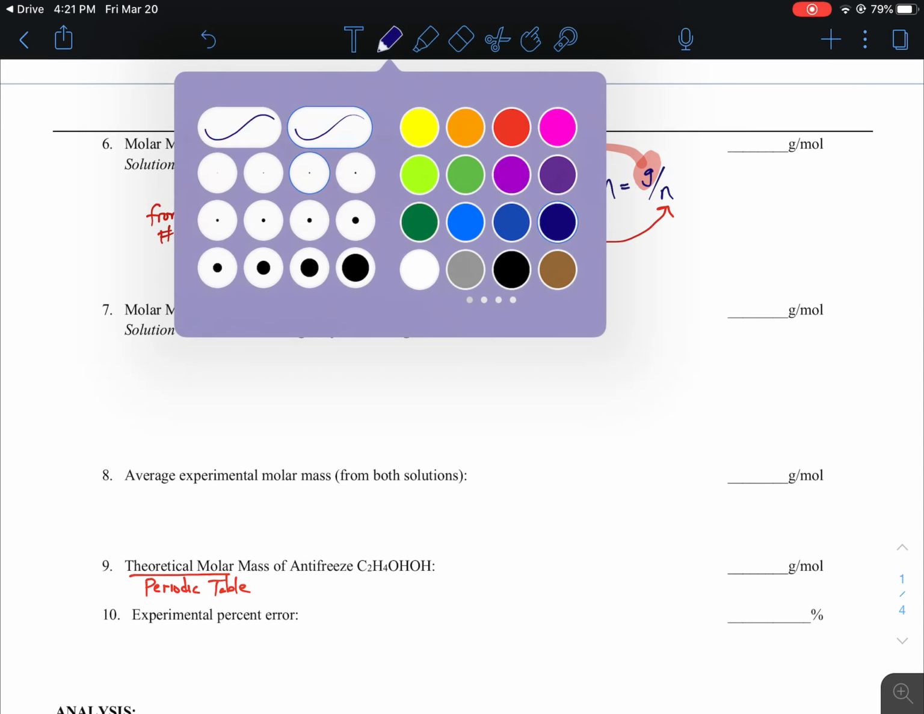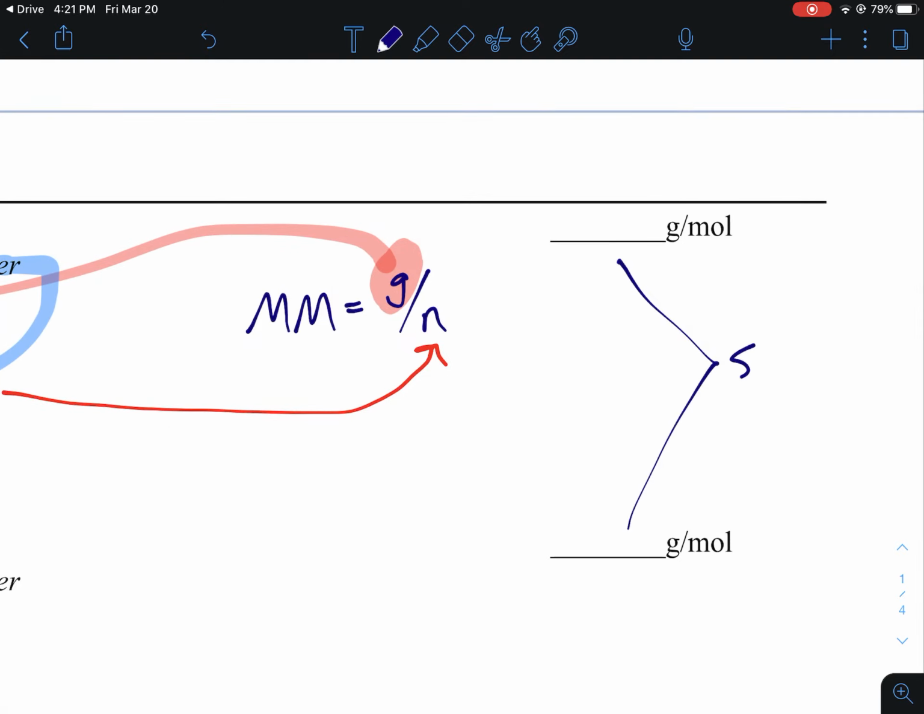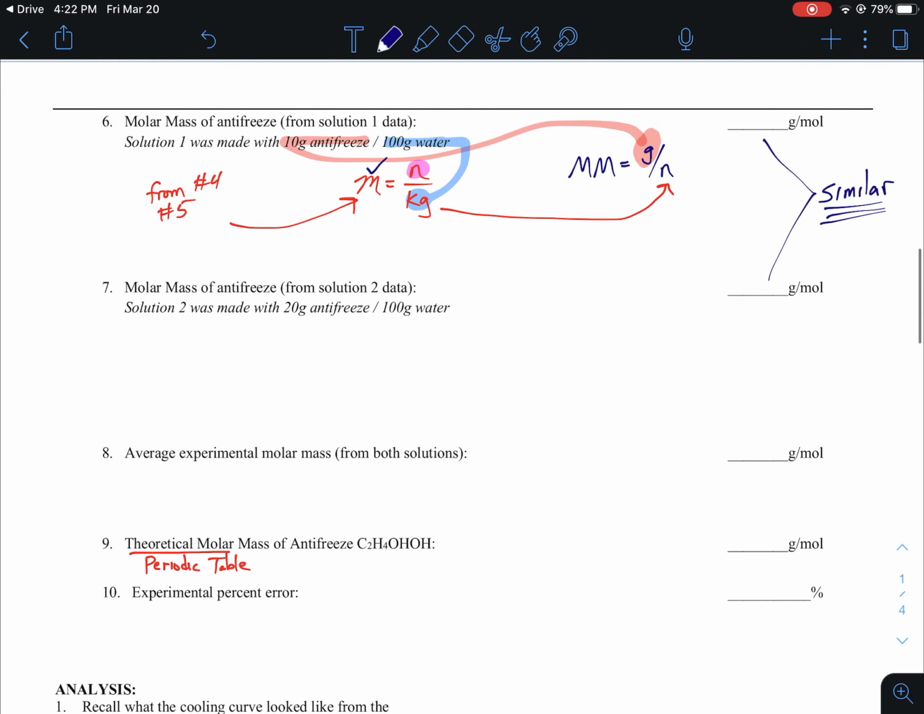Hopefully, when you get these two values for the molar mass, think about it. It doesn't matter how strong you make the solution. It doesn't matter whether one solution is stronger than the other one. Hopefully these two values are similar because the molar mass of a substance should not change. Also, the goal is when you average them, right? So you're going to average those two values. And hopefully, when you get an average, it's pretty close to what the periodic table says it is.